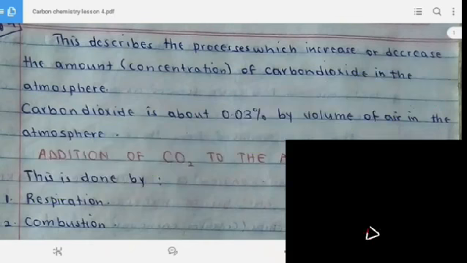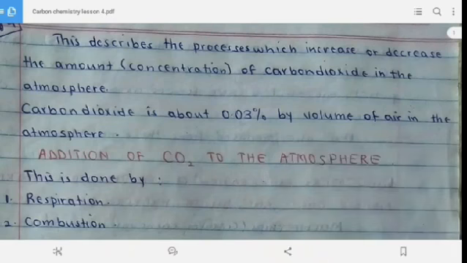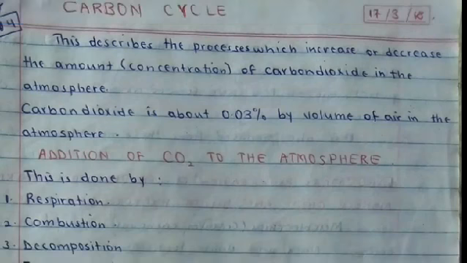The carbon cycle describes the processes which increase or decrease the amount of carbon dioxide in the atmosphere. Those processes which increase or decrease the amount of carbon dioxide in the atmosphere are what we call the carbon cycle. Today we are going to discuss in detail what the carbon cycle is and those processes.